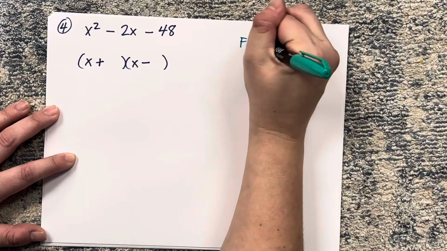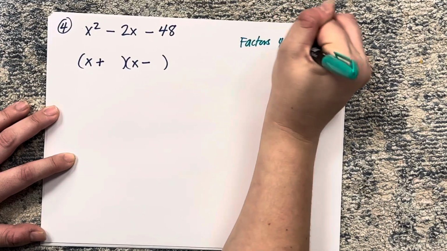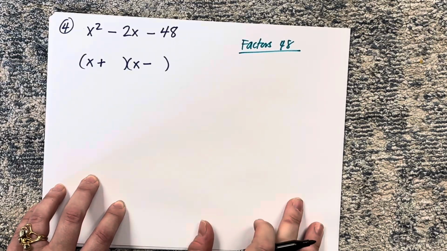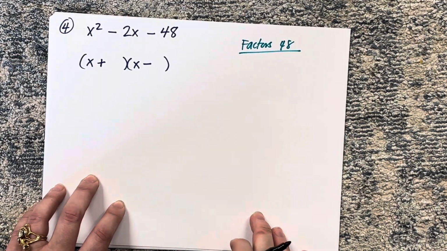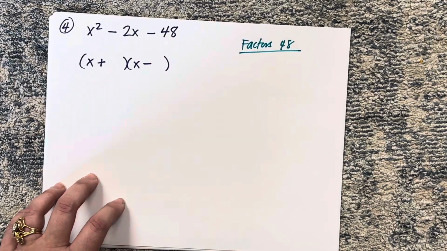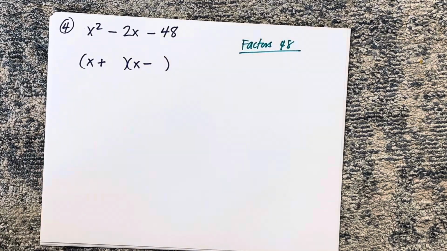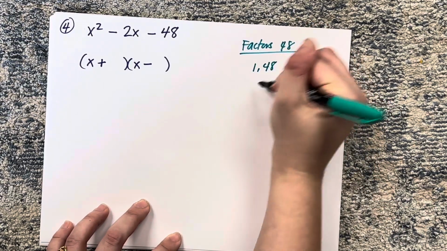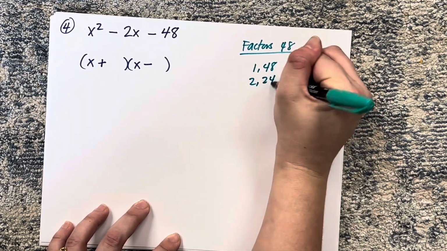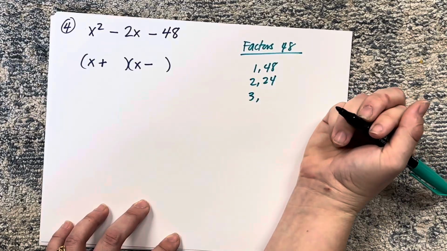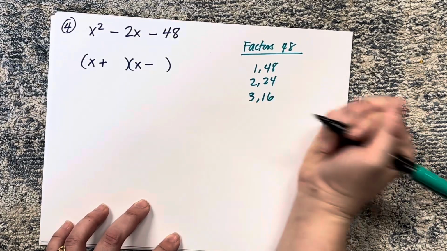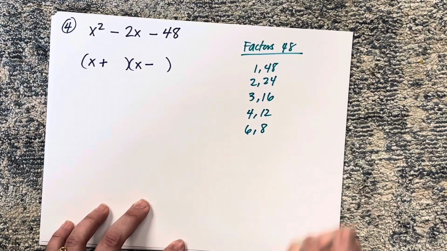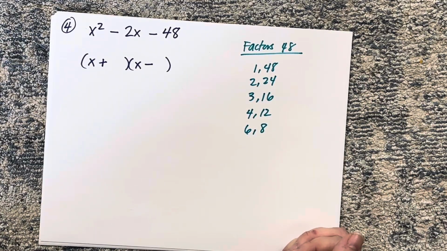And I'm gonna look at factors of 48. And honestly, you guys will get so good at this that you won't even have to write down your factors of 48. You'll just look at it and be like, oh, it's gonna be these numbers, okay? But for now, it's useful to write it out, okay? So I have 1 and 48, 2 and 24, 3 and 16, 4 and 12, not 5, 6 and 8, and that's it, okay?